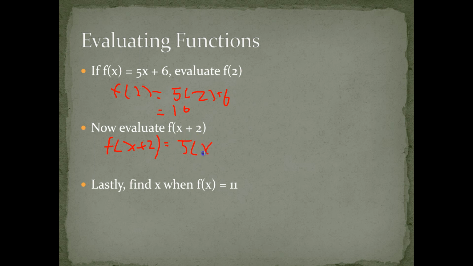So when we plug in x plus 2 for x, we get 5 times x plus 2 plus 6 is equal to f of x plus 2. And we do the distributive property. We get 10x plus 10 plus 6, or 10x plus 16.